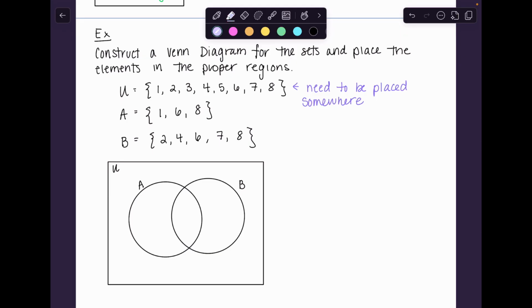So if I consider 1, it is not in this set. However, if I look at the number 6, that belongs to both. And likewise, the number 8 is inside both sets. So immediately that tells me the numbers 6 and 8 have to go into that middle region. So this is what's common to A and B.